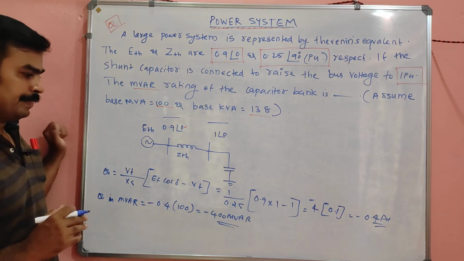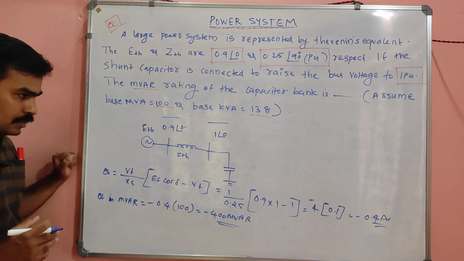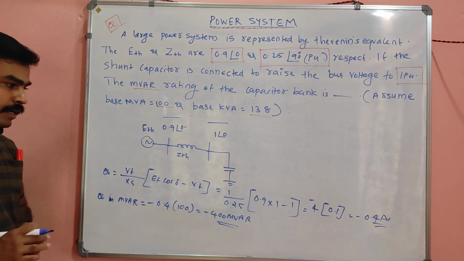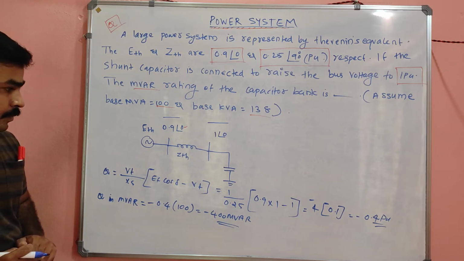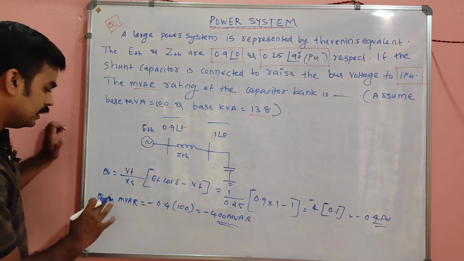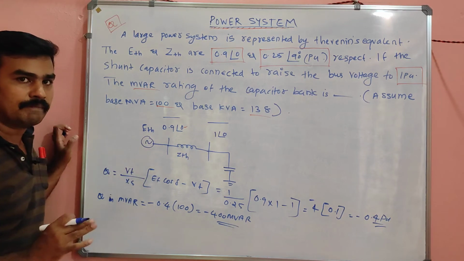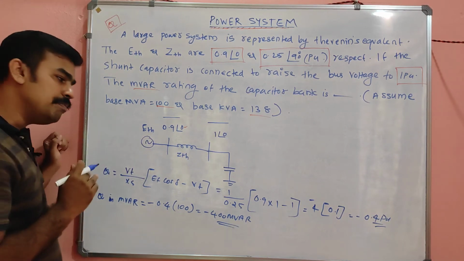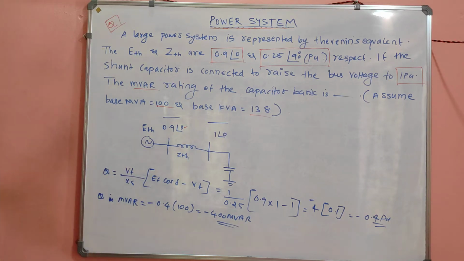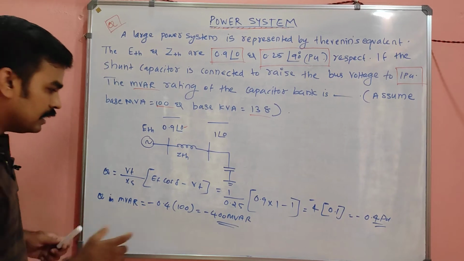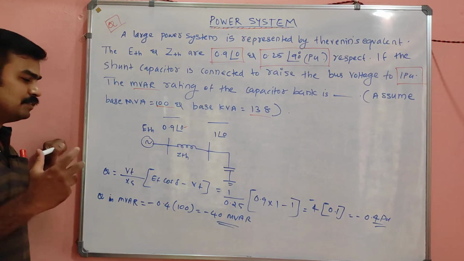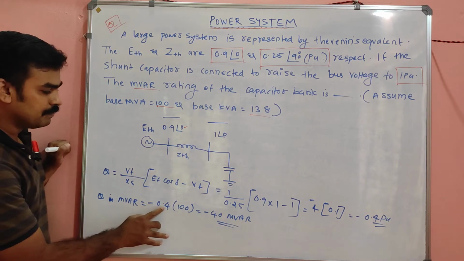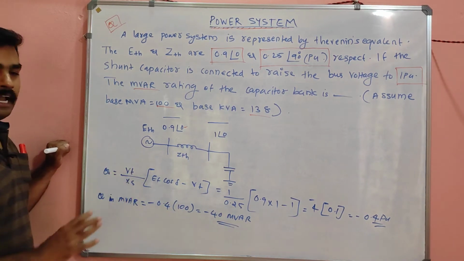So minus 40 MVAR should be the reactive power supplied by the normal reactive power in the transmission line. So a capacitor should be added. And that should be 0.4 into 100, it is simply 40, my dear, 40. It's okay. So 0.4 into 100 is nothing but 40 MVAR.